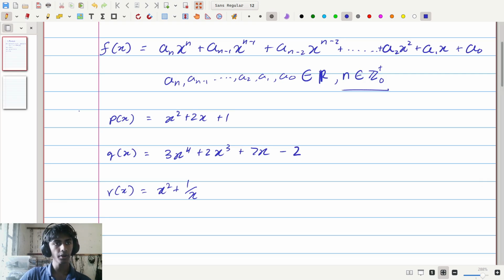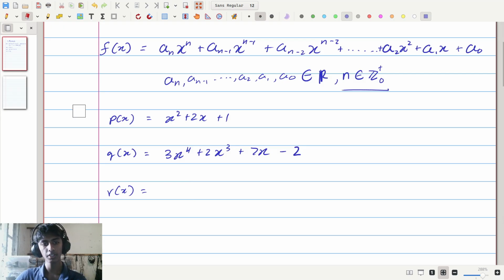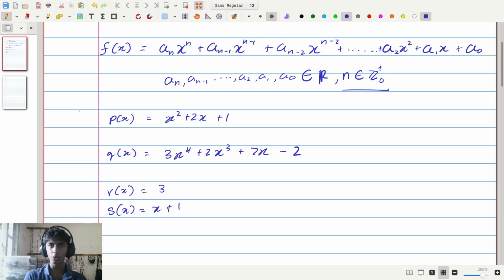However, even though functions containing 1/x, like the one I've just drawn here, are not polynomials, this is considered a polynomial. Similarly, let's say our s(x) is equal to 2x + 3, or just x + 1. Let's say x + 1. This is also a polynomial. These functions are considered to be polynomial functions.